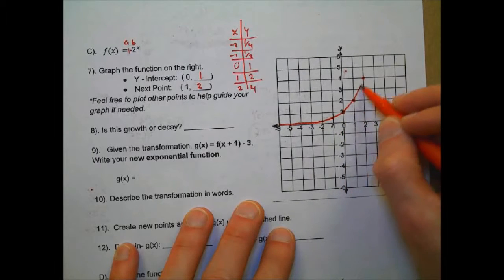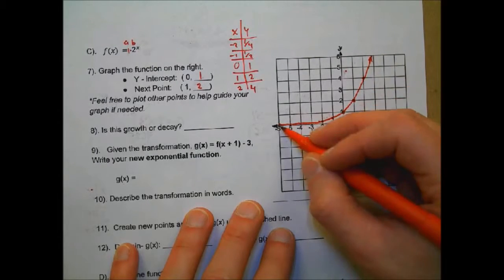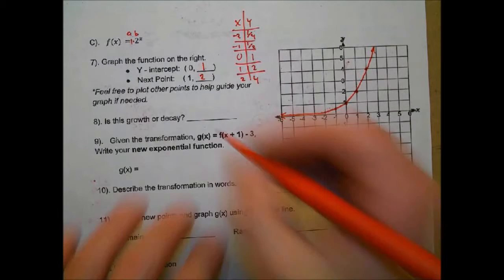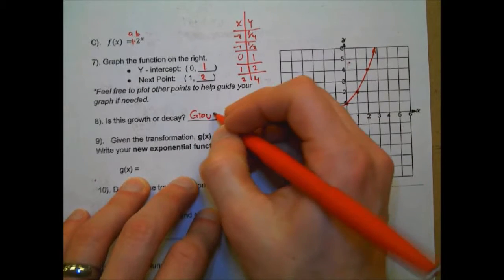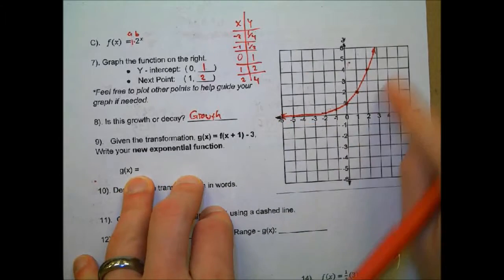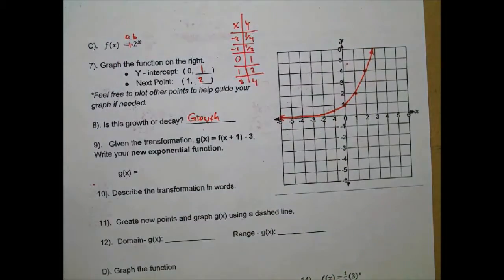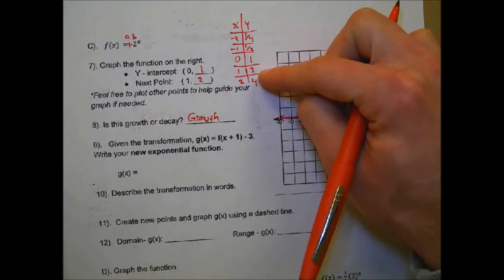Like so. Is this an example of growth or decay? Growth. It is growth. You can see it a bunch of ways here. You can look at your graph and see you're going up. You can look at your b value and see that you're greater than 1. Your table also is getting bigger as your x values increase, so your choice.